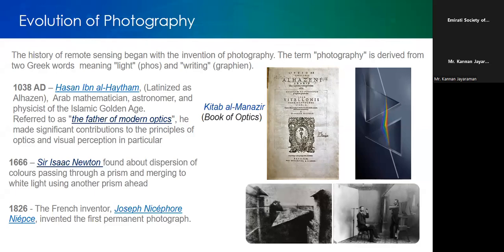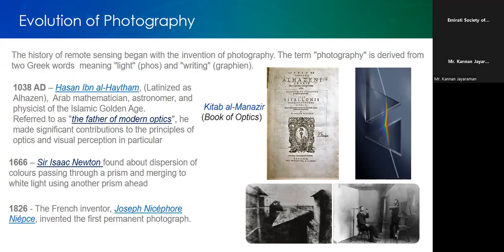Al-Hasan, an Arab mathematician who is considered the father of modern optics, made a significant contribution. That's why we had some sort of an initiation of the principles of optics, the visual perception in particular. There is a nice book, Kitab al-Manazir. Sorry if I'm spelling it a little incorrectly. It's called the Book of Optics, where there is a lot of information about the principles of optics, how things are visually perceived. So he is called the father of modern optics. Slowly people started learning this, people started understanding things, people wanted more innovations.